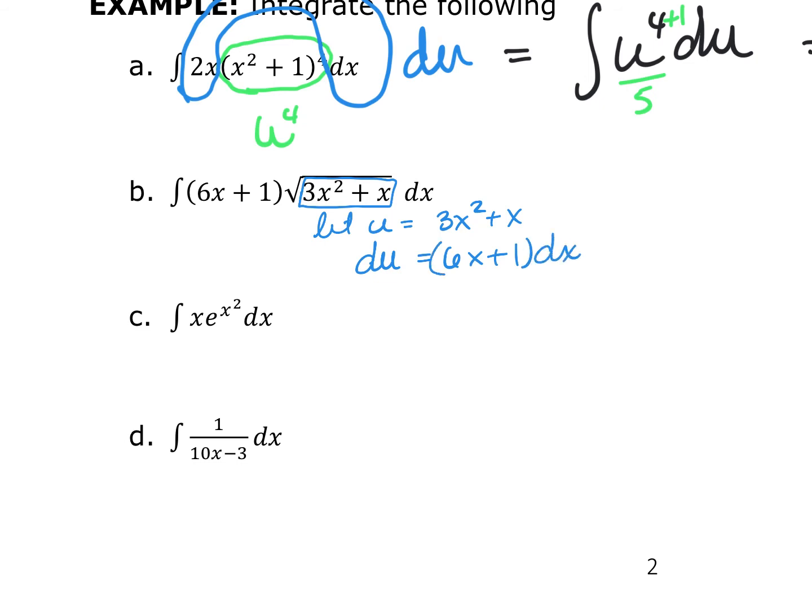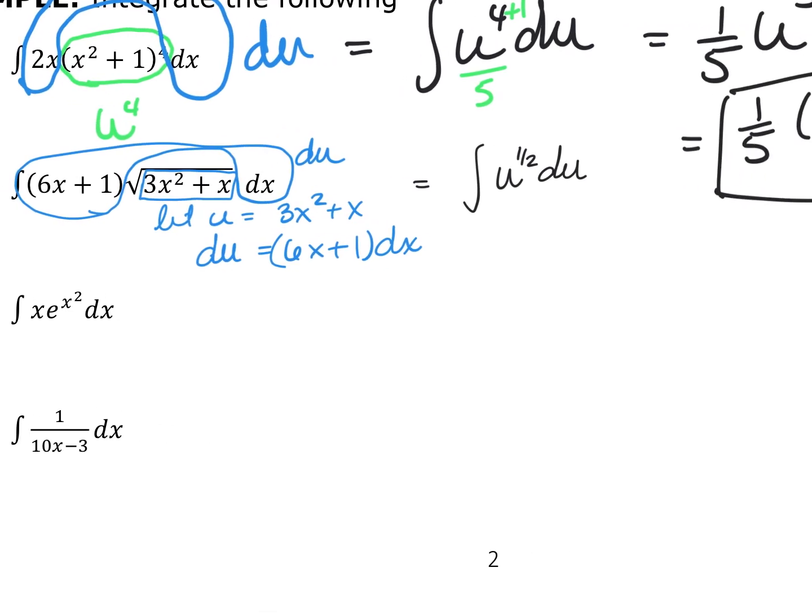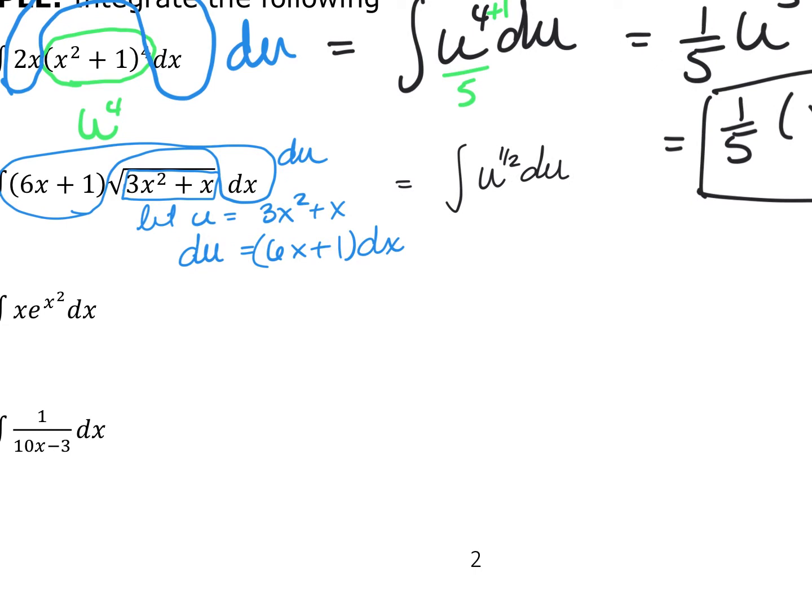And the reason that's lovely is this and this is a nice straightforward du replacement. So this becomes u raised to the 1/2 du, because I started out with letting u equal the thing underneath the square root, the value underneath the square root. And we know the square root can be written as u raised to the 1/2.